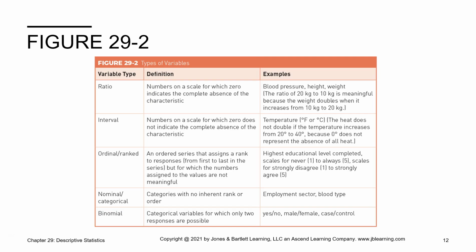And so figure 29.2 goes over each of the different variable types, definitions, and some different examples. For ratio variables, some examples include blood pressure, height, and weight. For interval, it includes that temperature variable. For ordinal or ranked variables, something like highest level of education or different Likert scales. A nominal or categorical variable, things like employment sector or blood type, and then binomial being yes, no, male, female, or case or control.